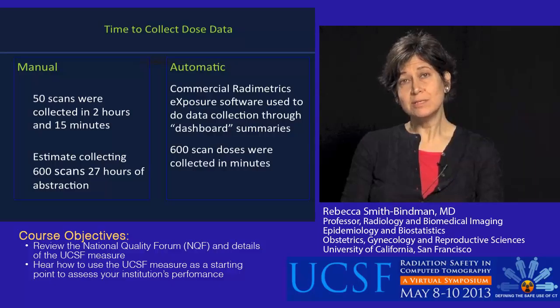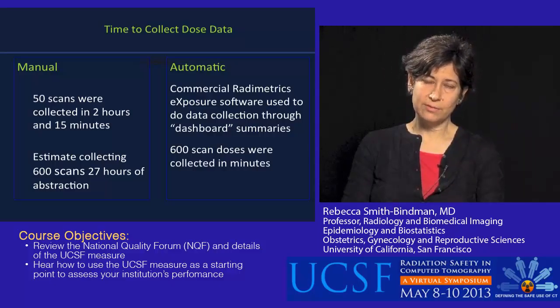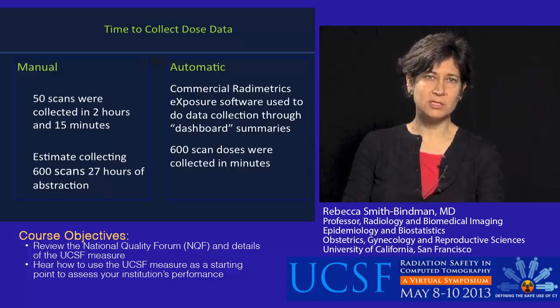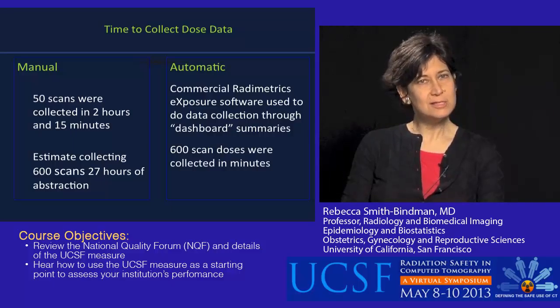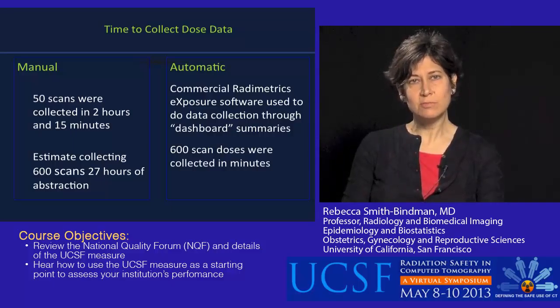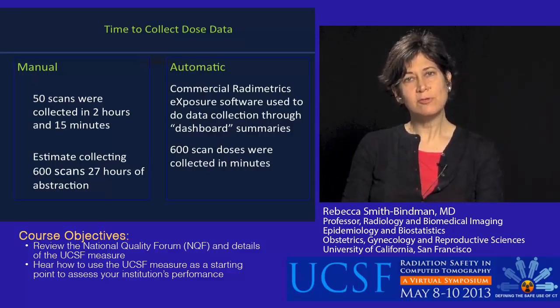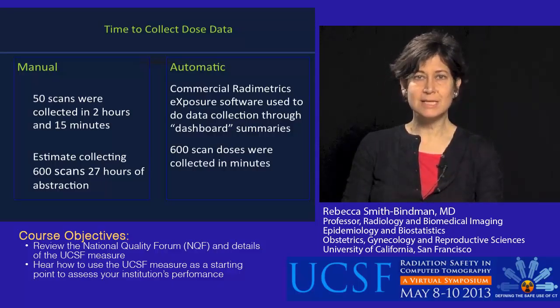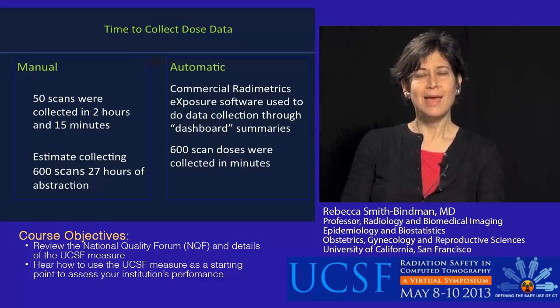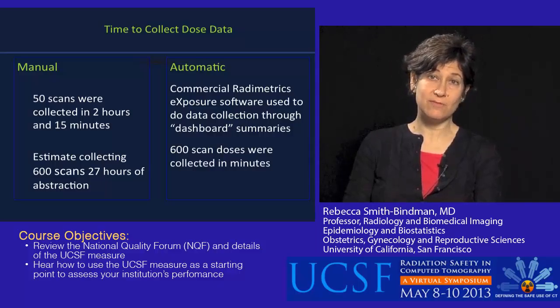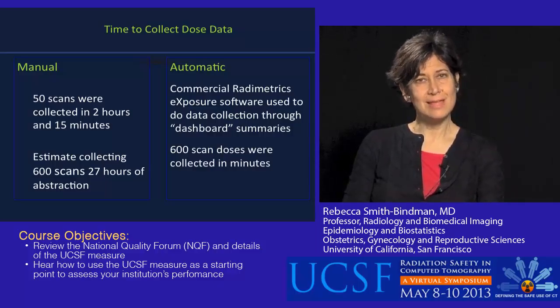In terms of how much work it was to collect the data, obviously the manual approach was longer, but we estimated, based on 50 scans that we abstracted this way, that overall it would take about 24 hours of abstraction to complete this measure. The person who did this was a high school student, which means you could hire someone to do this in about a week, and you could comply with the measure and figure out how much dose you're using. The automatic approach, for us, we use a commercial software product, Radiometrics eXposure, to pull the data that we needed, and that took us very little time. It took us a matter of minutes to pull the data. So if you obviously have access to a commercial software product, that's the way to go.